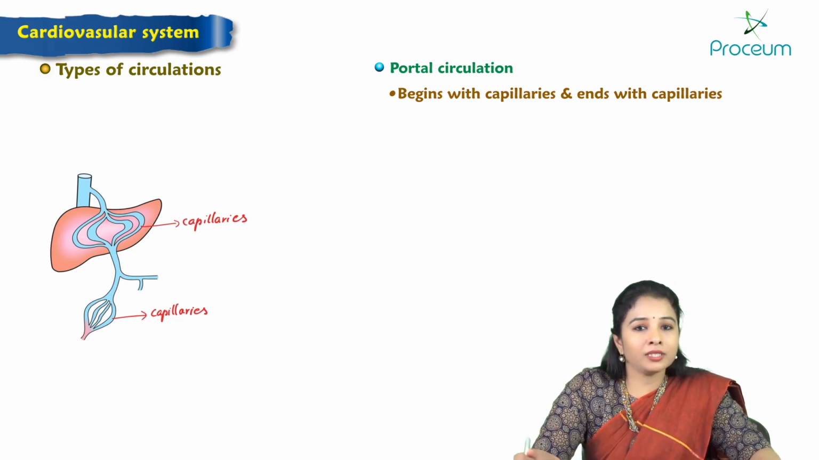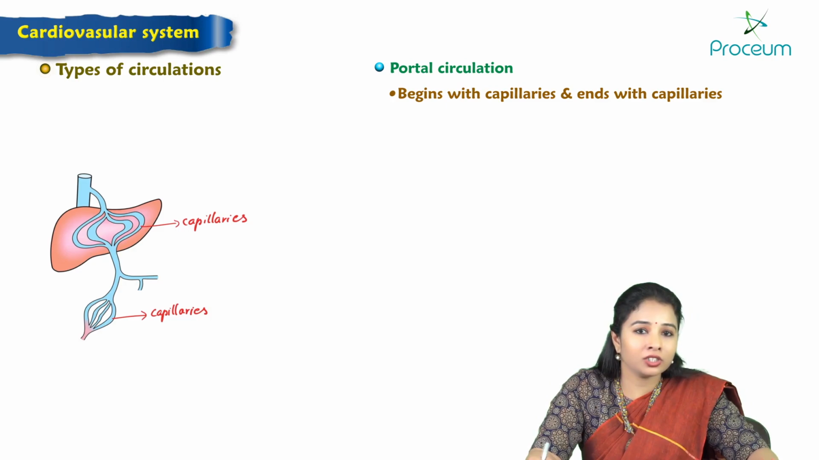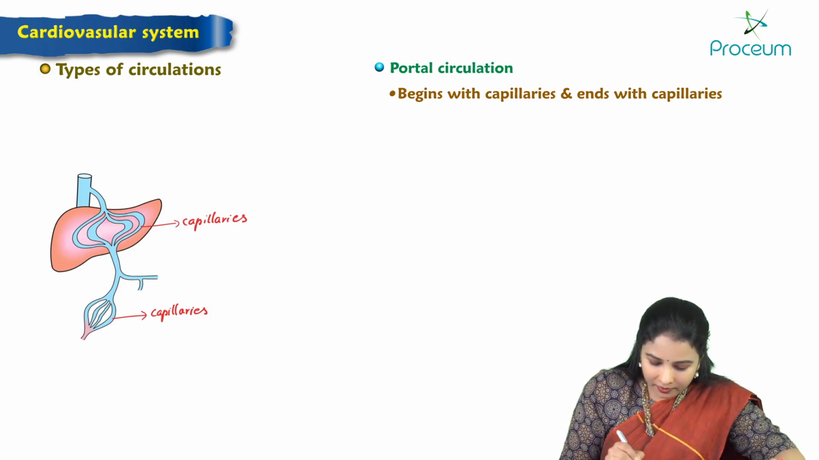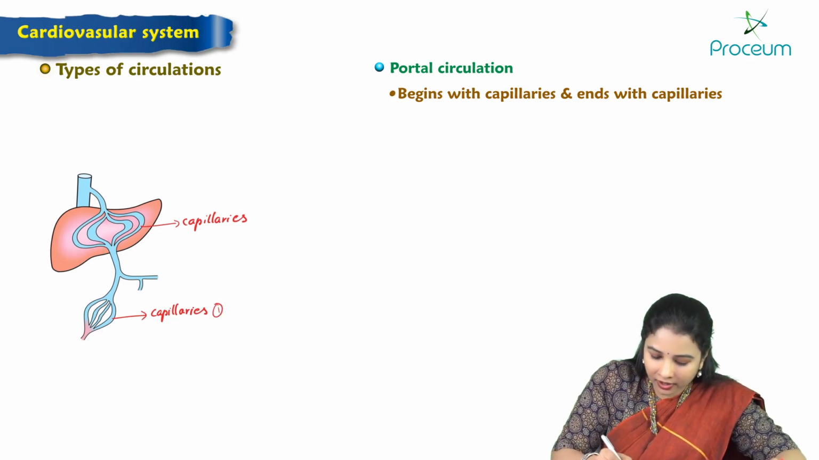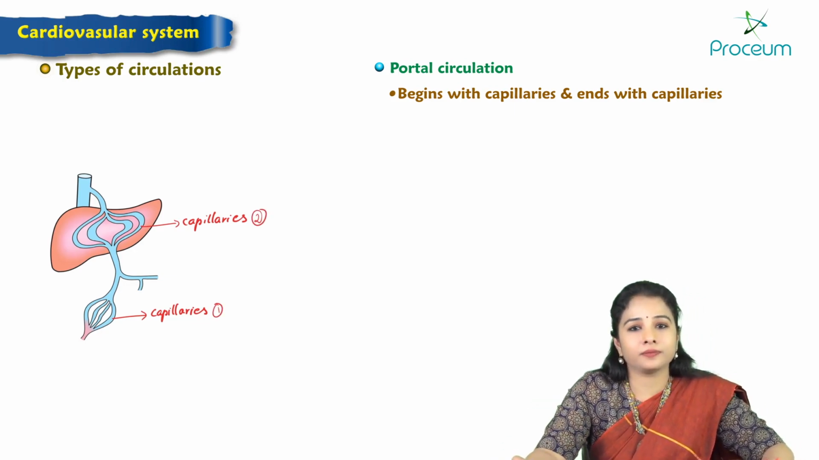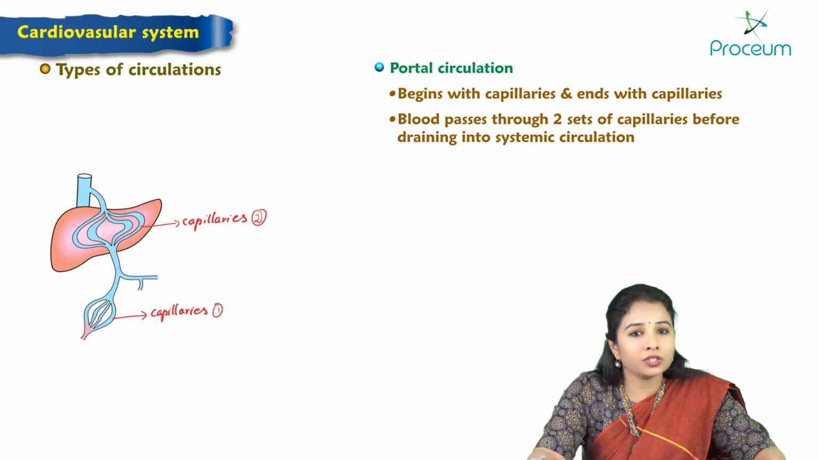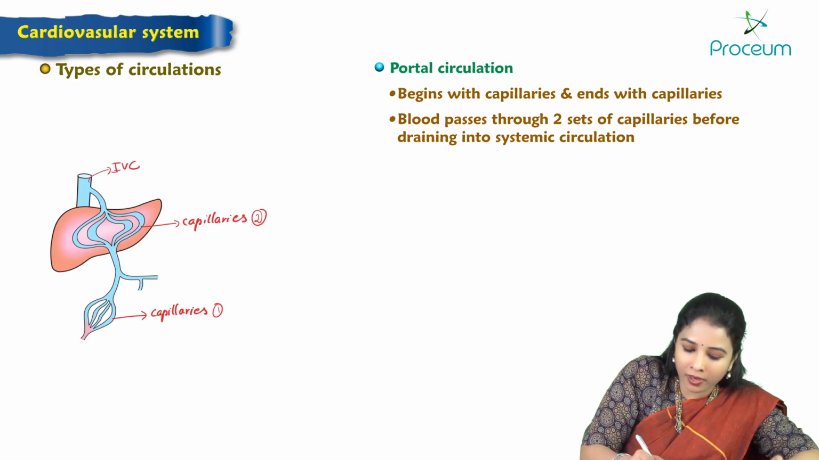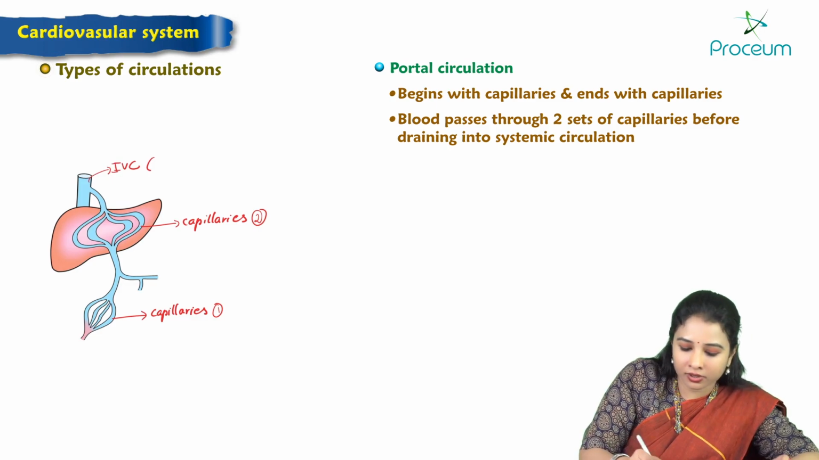So here in this image we can see the portal circulation in the liver, where we see the two sets of capillaries. This is the first set, this is the second set. So the blood passes through the two sets of capillaries before draining into systemic circulation. So here is the inferior vena cava, which is a part of systemic circulation.